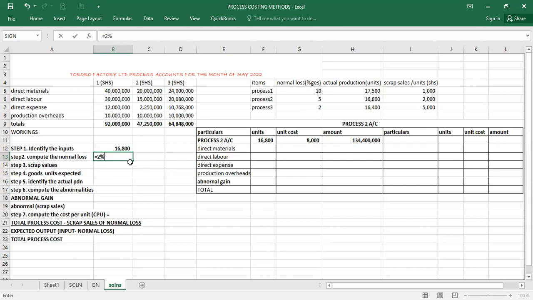Sorry, it is 2%. We multiply by this input, which will be that, and we get our scrap values, which is going to be this when we are multiplying it with this 5,000. It will be that. Then what will be our good units expected? They will be equaling to this minus this. We shall be getting that.